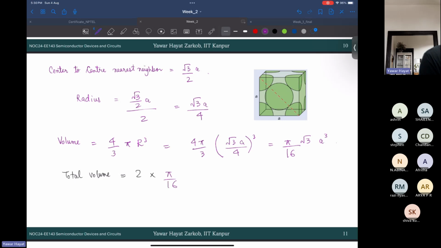This is pi by 16 root 3 a cube, right? So this would be pi by 8 root 3 a cube. Is this clear? So now what would be the volume of the cube occupied, right? Percentage volume of the cube that is occupied. What would be that? Anyone?